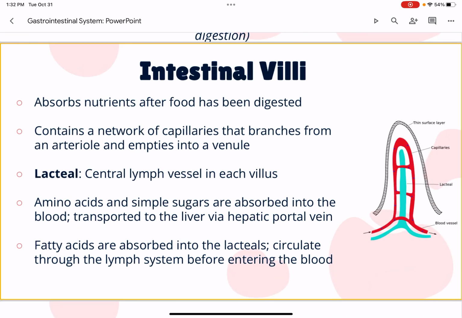After food has been digested, the nutrients are absorbed by intestinal villi. Intestinal villi contain a large network of capillaries that branches from an arteriole and empties into a venule. A lacteal is a central lymph vessel in each villus. Amino acids and simple sugars are absorbed into the blood and transported to the liver via the hepatic portal vein. Fatty acids are absorbed into lacteals. They circulate through the lymph system before entering the blood.